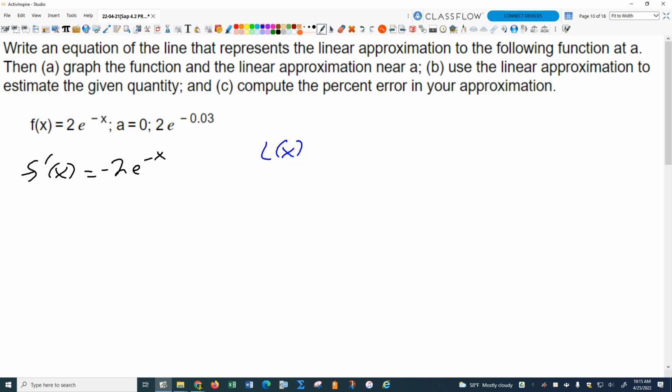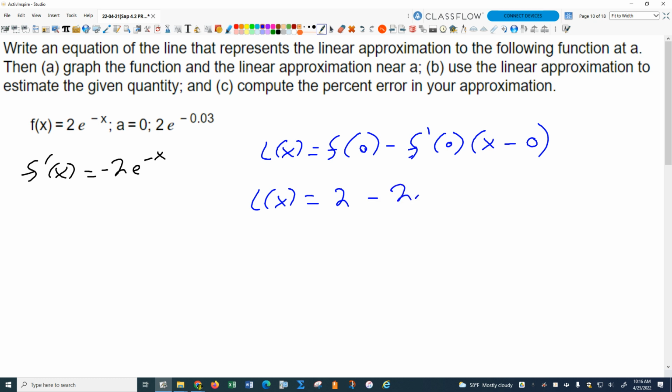When we do our linearization then, we're going to be doing f of 0 minus f prime of 0 times x minus 0. So what is that? What's f of 0? What's e to the 0? What's anything to the 0? 1, okay. So we're just getting 2 times 1 over 1, so I get 2. And here I'm going to get negative 2 times 1, so minus 2 times x minus 0. There it is. There's our linearization.